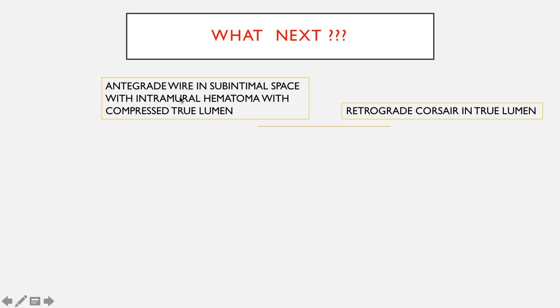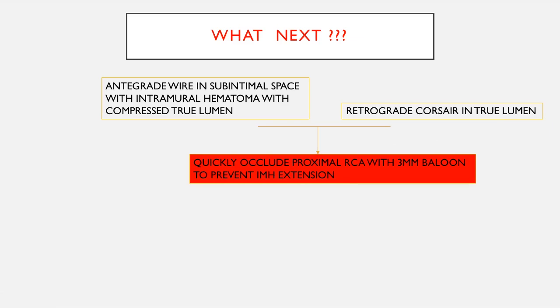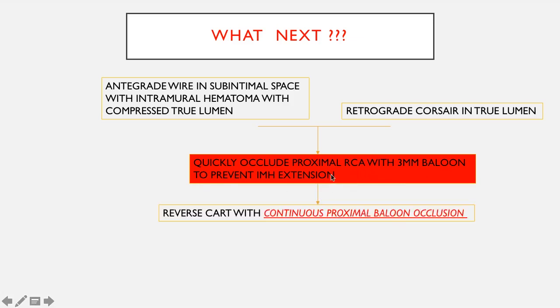So now we have an antegrade wire in subintimal space with intramural hematoma with compressed true lumen and retrograde Corsair in true lumen. At this stage, what to do? The most important thing is we have to prevent extension of intramural hematoma in this case. So quickly occlude proximal RCA with the 3 mm balloon, which is used for BASE, that is balloon assisted subintimal entry. So occlude the proximal RCA, that prevents intramural hematoma extension, and then switch to reverse CART with a continuous proximal balloon occlusion.